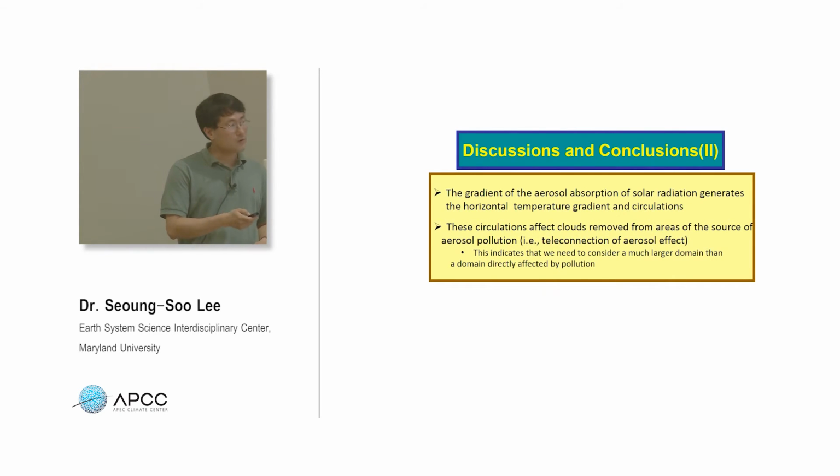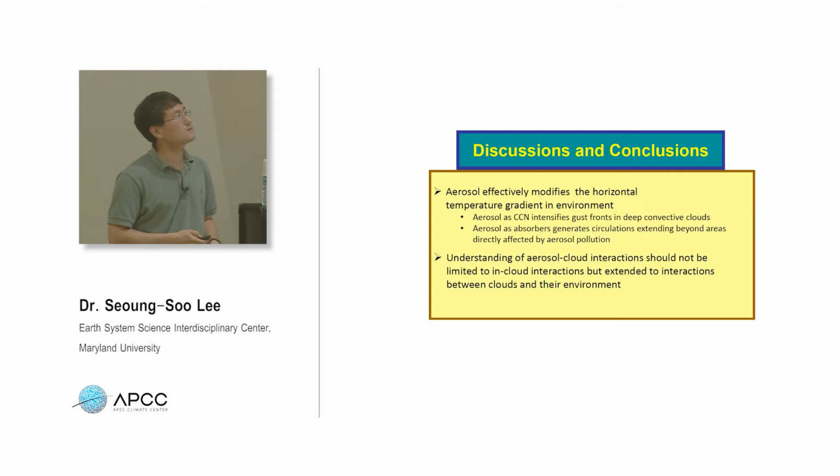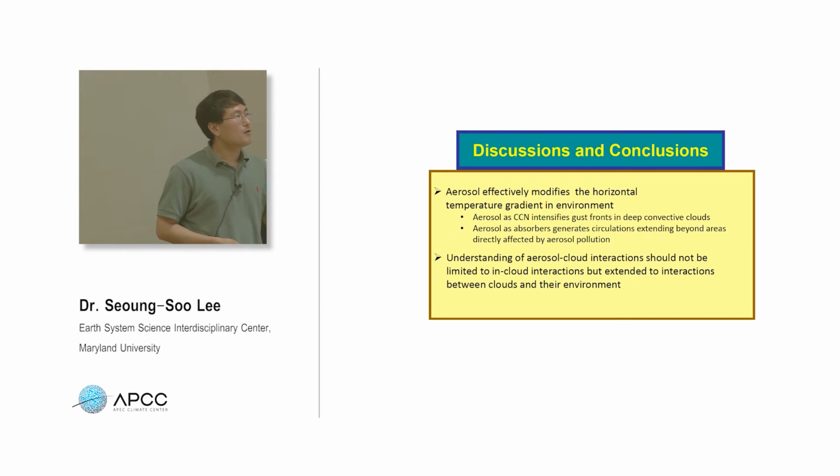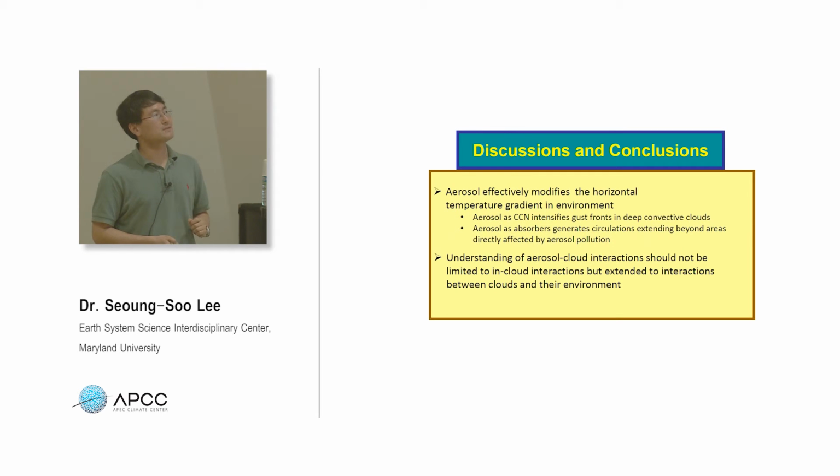All right, so let me move to the overall discussion for today's presentation. So aerosol effectively modifies horizontal temperature gradient environment. With this modification, when aerosol acts as a CCN, there's intensification of gust front in thick convective clouds. With this modification, when aerosol acts as a radiation absorbent, there's a circulation generated, extending beyond the areas directly affected by aerosol pollution. So understanding of aerosol cloud interactions should not be limited to in-cloud interactions, but extended to interactions between clouds and their environment.